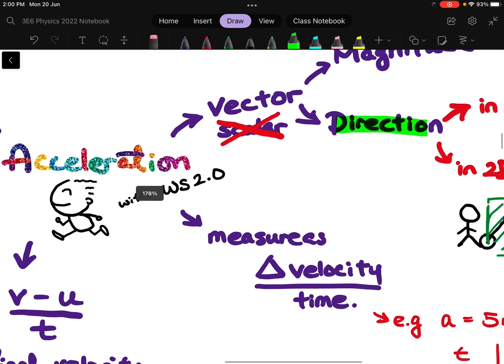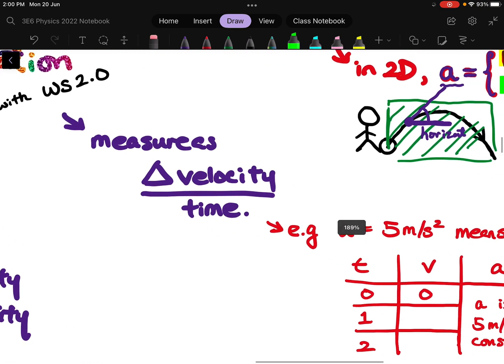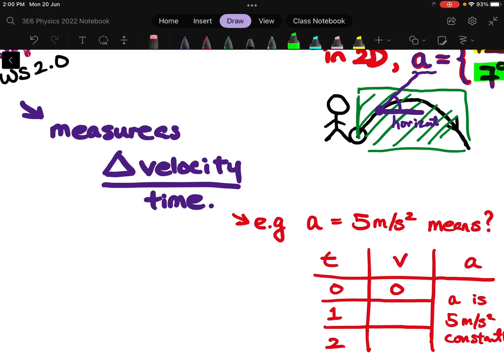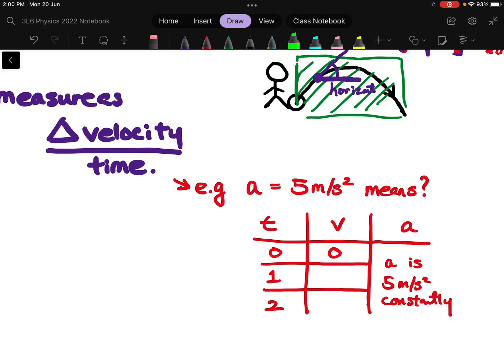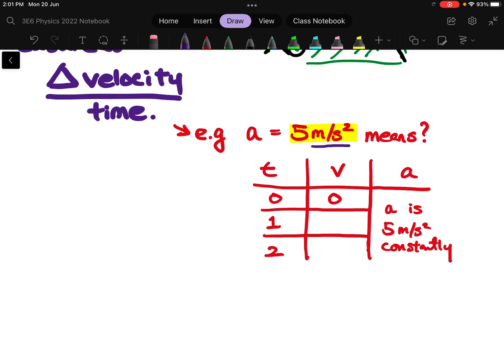What does it measure? Basically, acceleration measures the change in velocity over a period of time. Let me explain to you what it means. Let's say I have this object that has acceleration equals to 5 meter per second square. Meter per second square is the SI unit for acceleration. I will explain to you why the weird second square later. Down here you can see that I give you a table to illustrate what it means by acceleration equals to 5 meter per second square.